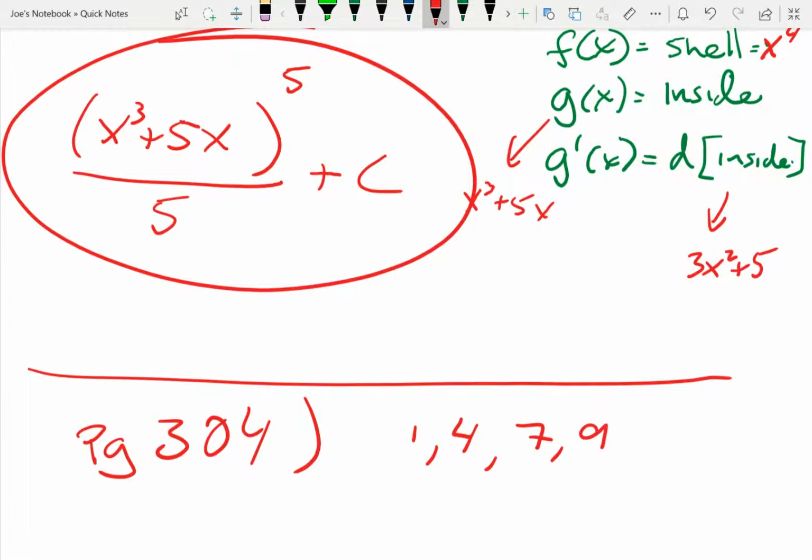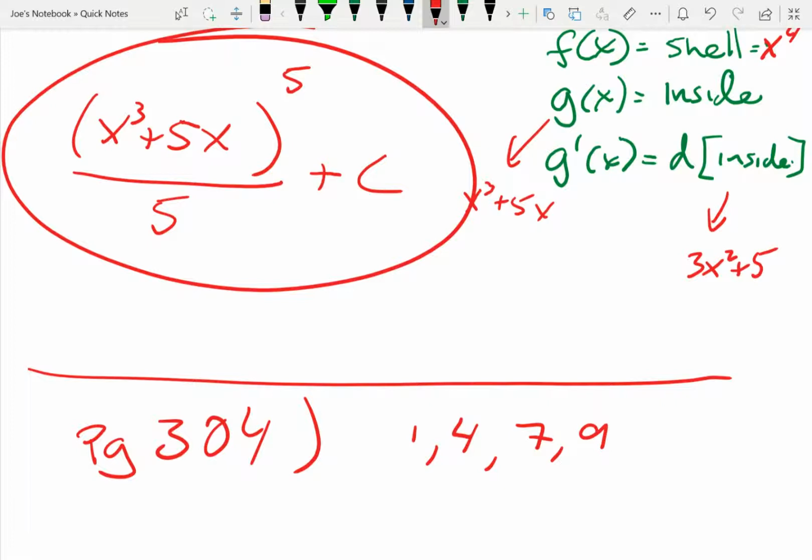So for 1 and 4, just identify, just find it. For 7 and 9, I want you to fully find the integral. If you have got those and want something else, talk to me and I will find something. I might have you write one for someone, or I might find something that's a little bit trickier. So I don't want you full blank. For 1 and 4, just get the shell, the inside and the derivative of the inside. Yep, so just find it and talk to me.